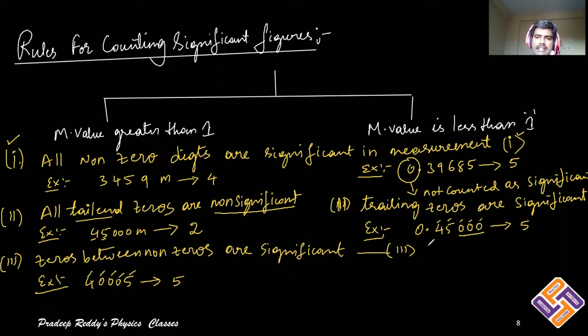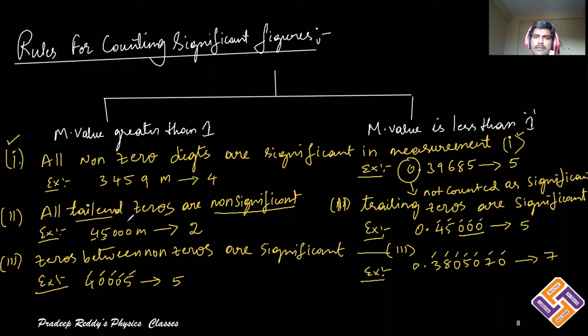Now coming to less than 1, we have zeros between non-zeros: 0.3805070. Between non-zeros there are zeros, and the last zero is also counted. How many digits are there now? 1, 2, 3, 4, 5, 6, 7. 7 significant figures are present in this example.